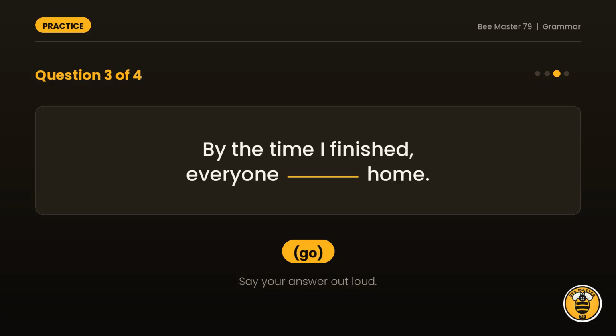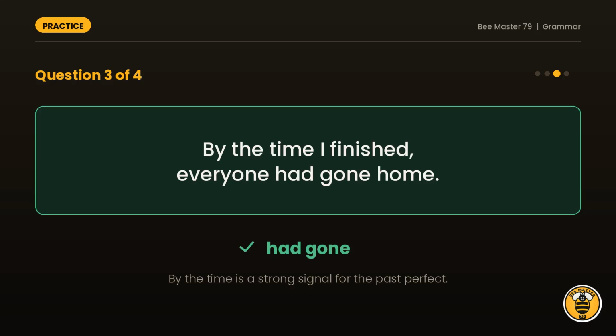Question 3. By the time I finished, everyone blank home. Go. The answer is had gone. By the time I finished, everyone had gone home. By the time is a strong signal for the past perfect.